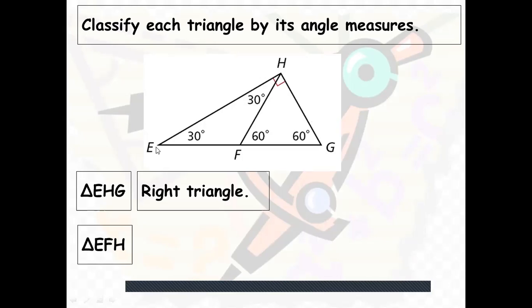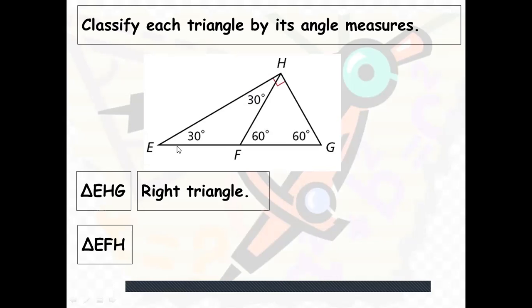So this is E, F, and H. Now we have angle E to be 30. This part of angle H is 30 also. Now what about this angle? We need to find out how much this angle is, because they said E, F, H. So they're basically referring to this smaller triangle, this triangle here.